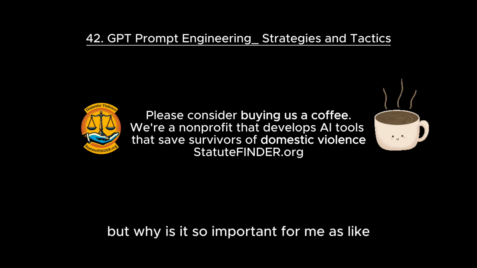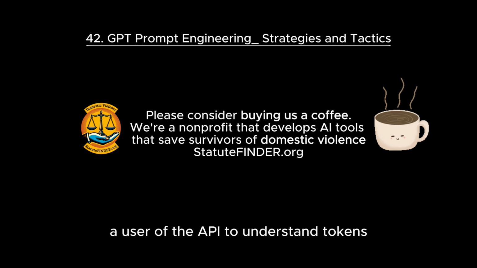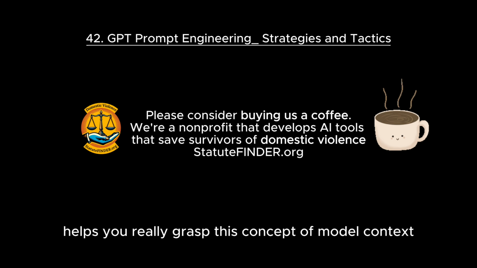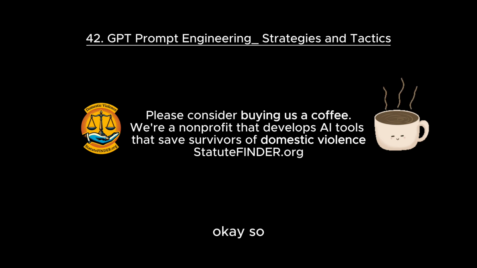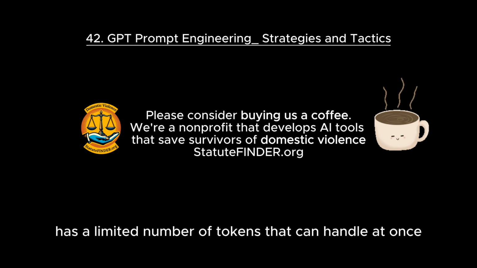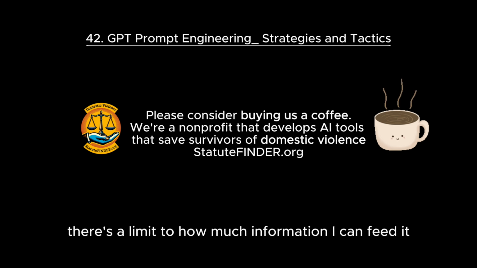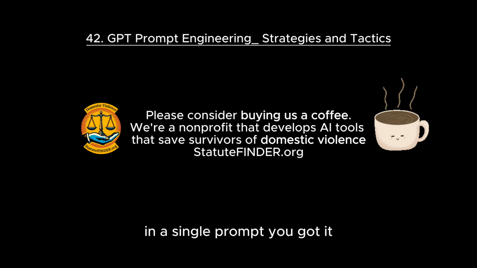That makes sense. But why is it so important for me as a user of the API to understand tokens? For a couple of key reasons. First, understanding tokens helps you grasp the concept of model context. Each model has a limited number of tokens it can handle at once, kind of like a memory capacity. So there's a limit to how much information I can feed it in a single prompt. You got it. And if your prompt exceeds that token limit, you might end up with truncated responses or errors. So being mindful of token usage is key to crafting efficient prompts.